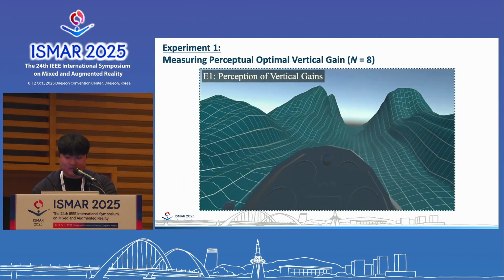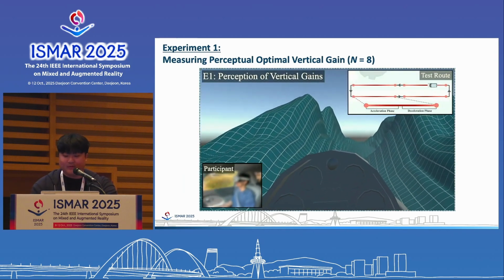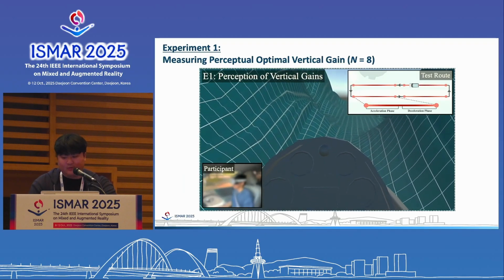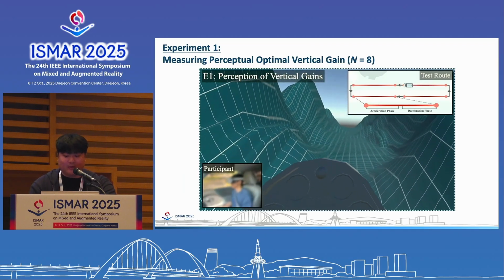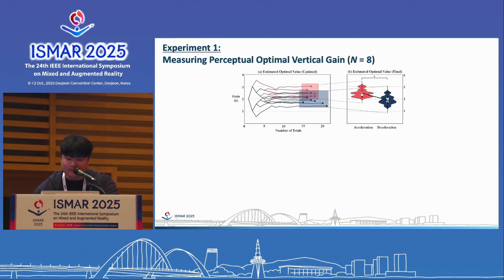We proceeded with this experiment in a simple virtual environment as shown in this example video, where participants would experience various degrees of vertical motion through gains adjusted by the ZEST algorithm. The representation of converging gain values per participant, as well as the final results of the experiment, is shown here.